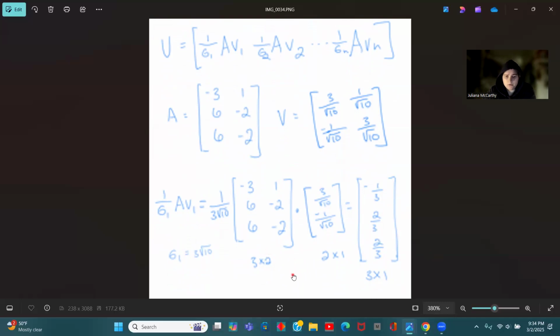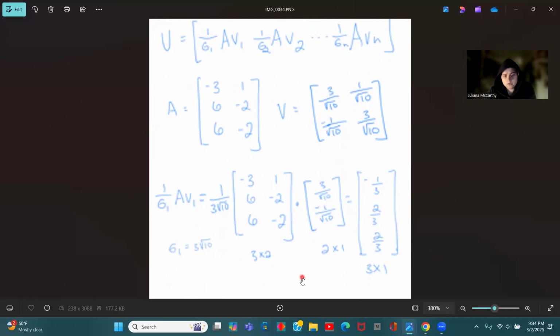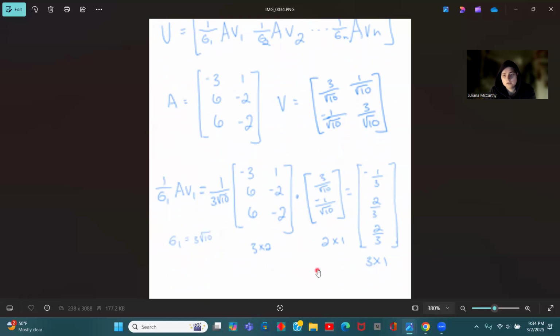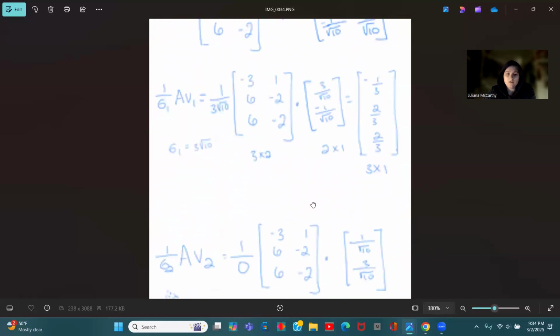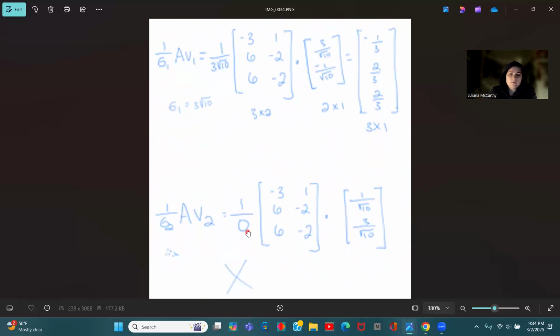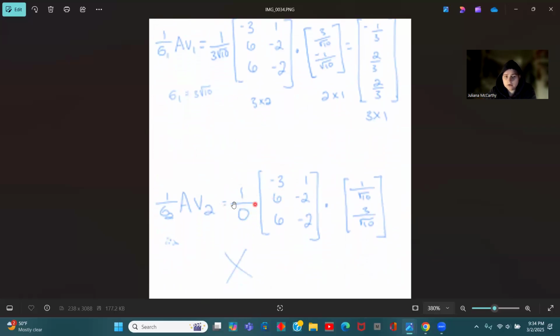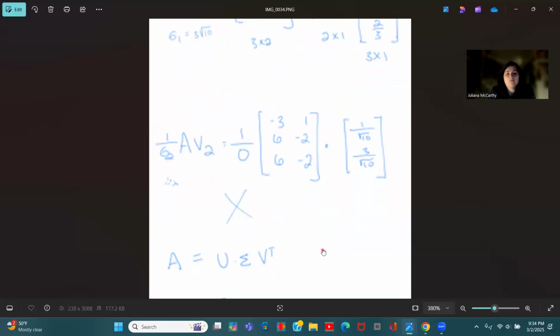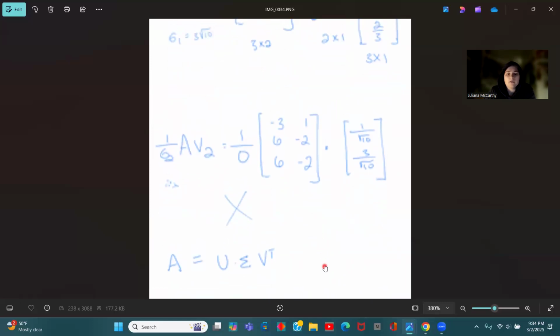And then we would go on to our second singular value, which is the square root of 0, because our second eigenvalue was 0. But when we plug this in, we see that it is 1 over 0, and we can't divide numbers by 0. So we can't do this. So we have to find another way of coming up with the other column vectors of U.